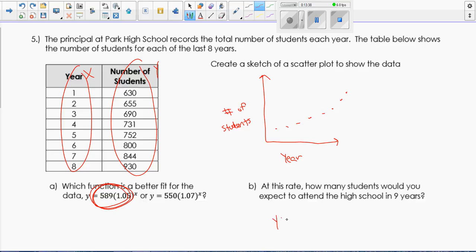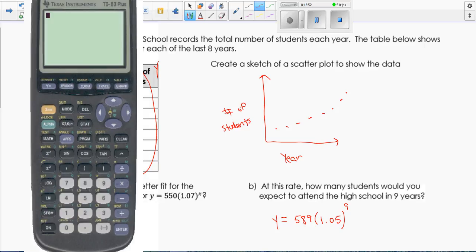So go ahead and write down y equals 589 times 1.05, and instead of to the x power, we're going to say to the 9th power. Okay. And then I'm just going to put that in my calculator. So 589 times 1.05 to the x, so to the 9th. We're talking about students here, so we can't have a decimal, so about 914 students.